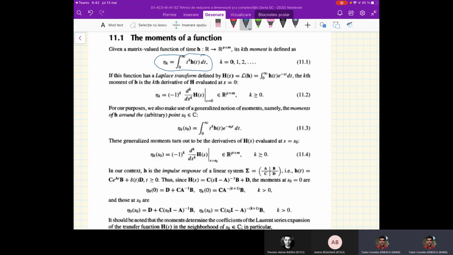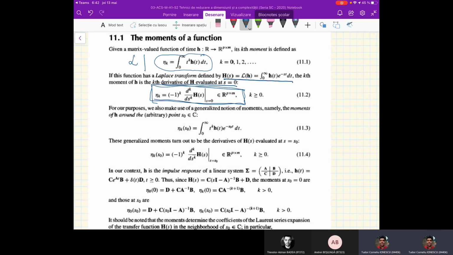Integral from 0 to infinity of t^k h(t). Now if you take the Laplace transform of this time domain quantity, you get the kth derivative at s0. Then you get exactly the coefficients of the Laurent series of the transfer function. So indeed, moments are identical with the coefficients of the Laurent series expansion of a rational function.